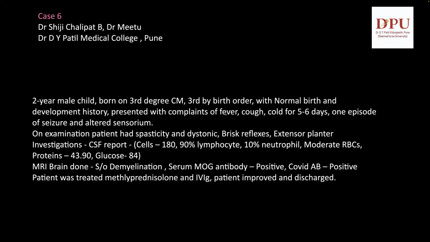Sir, this is a 2-year-old male child born of 3rd-degree consanguineous marriage, 3rd by birth order, with normal birth and developmental history, presented with complaints of fever, cough, cold for 5 to 6 days, 1 episode of seizure followed by altered sensorium. On examination, the patient had spasticity, dystonia, brisk reflexes, and extensor plantar. Investigation: CSF showed pleocytosis with 180 cells, predominantly lymphocytic, 90%, with mildly raised protein and normal glucose, and MRI brain was suggestive of demyelination.